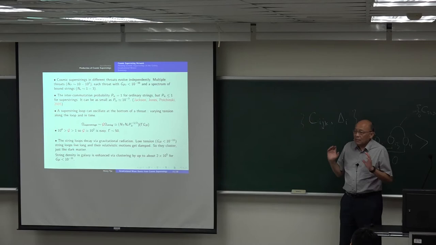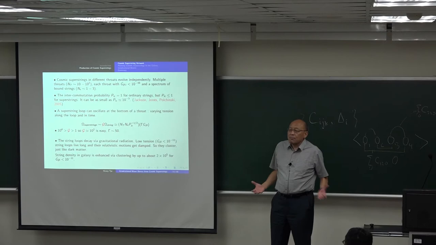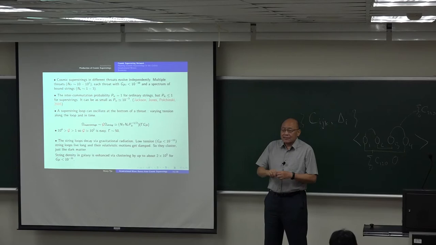Okay? So we're looking for those. Now, earlier, people have estimated, many people work on this, their estimate is that it's not observable. Because the tension is low, these gravitational bursts are weak, and so it's not observable.